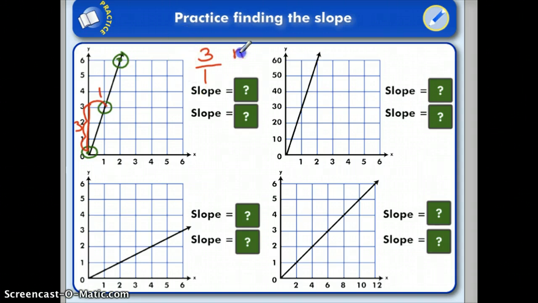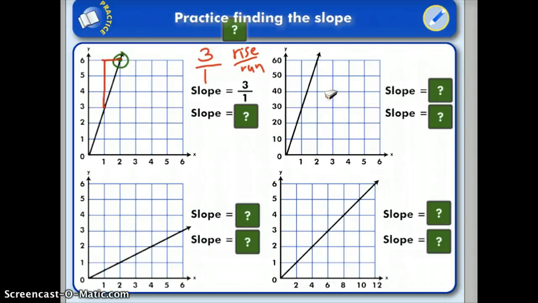So again, you need to remember rise over run. Let's just check it with these other coordinates over here and see if that's the same. So if this is here, I go up 1, 2, 3, over 1. Yep, 3 over 1. So my slope in this case is going to be just 3. We'll throw that guy over there. Let's go over to this one.